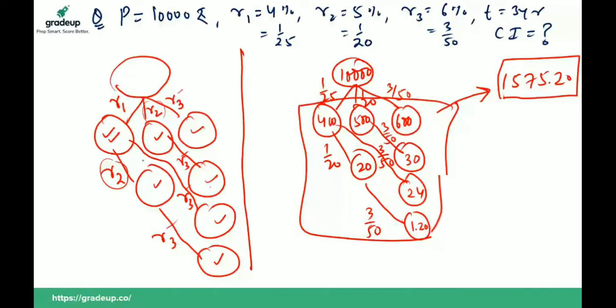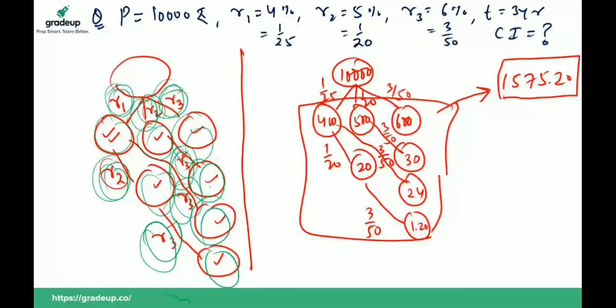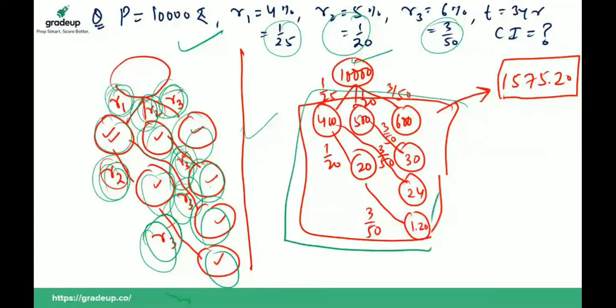Okay guys, listen carefully. This is the first year rate, this is the second year, third year. The first year circle is connected with the first year rate, the second year circle is connected with the second year rate, and the third year circle is connected with the third year rate. Now, according to this, I'm putting all the percentages here. The principal is 10,000, 1 by 25 of 10,000. This, this, this. And after finding all the circles, the compound interest of 3 years is this. Yes, guys, is there any doubt in this? Please tell me. Okay, now let's move to the next question.